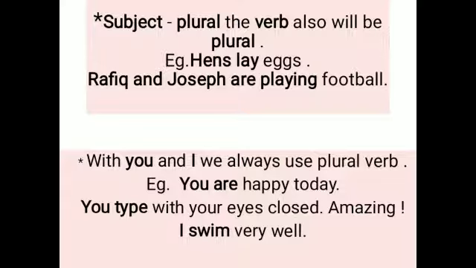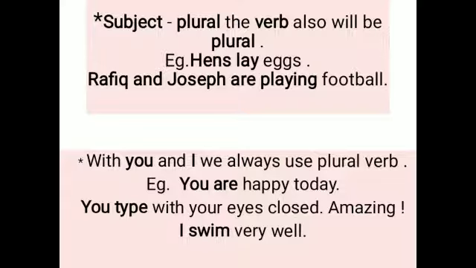The next is given with the words you and I. We always use a plural verb. So whenever the word you or I is given, which verb is used? Plural verb. Okay, for example, you are happy today. So here we cannot say that you is happy today. That is a wrong sentence. We have to use a plural verb. So the sentence is you are happy today.